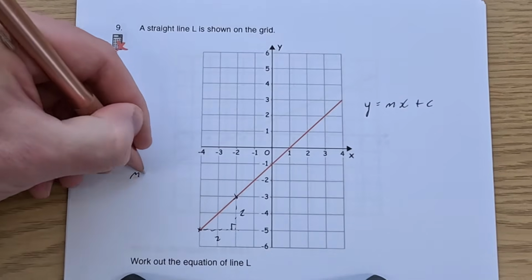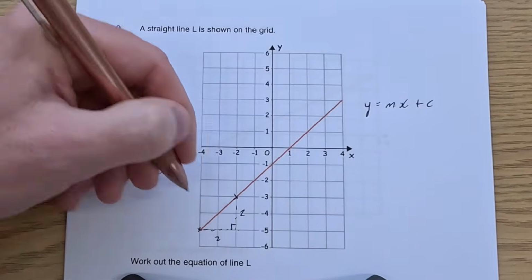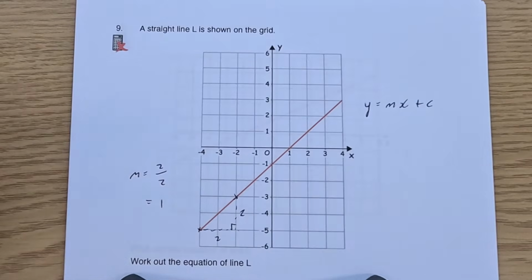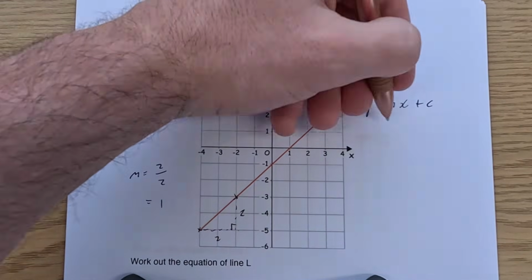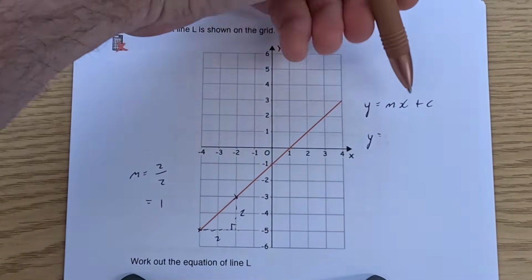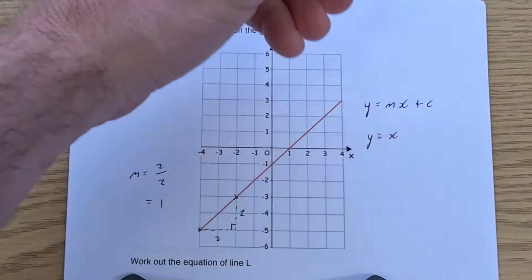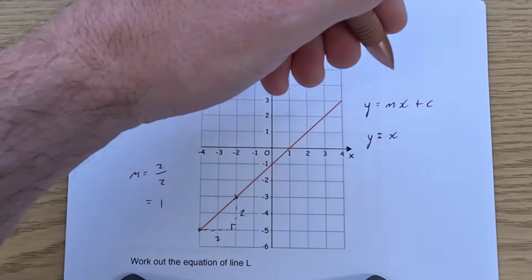So the gradient m will be the rise, which is 2, divided by the run, which is 2, and 2 divided by 2 is 1. So the gradient of that line is 1. So it's going to be y equals, now I'm not going to write 1x, so I'm just going to write x, because 1x is x. So I'm just going to write y equals x.